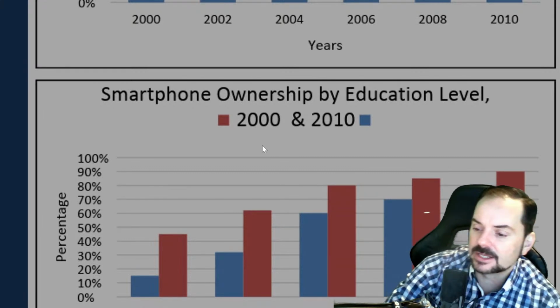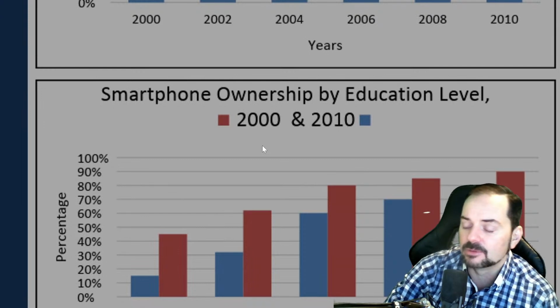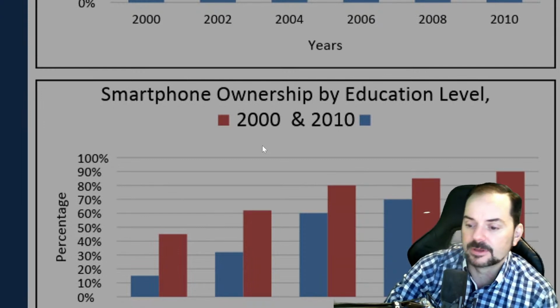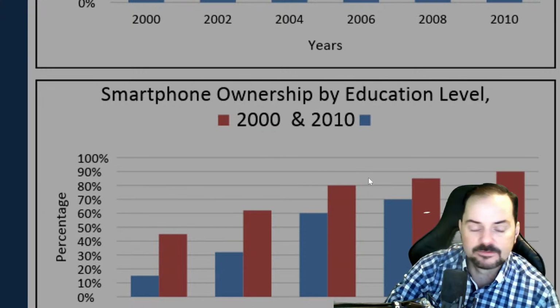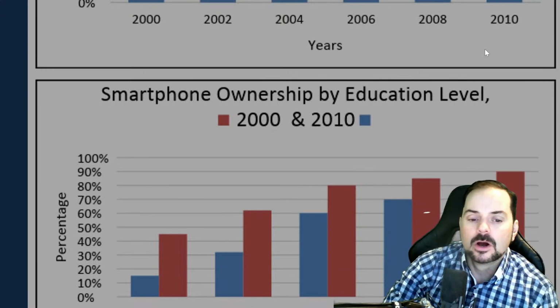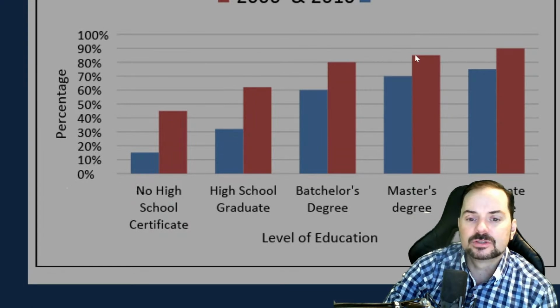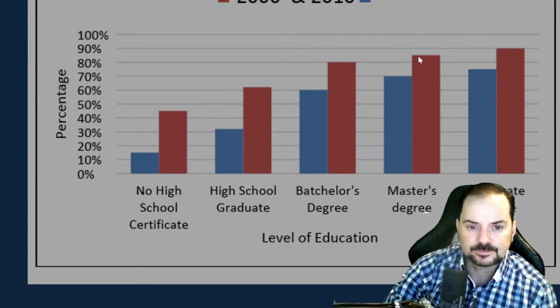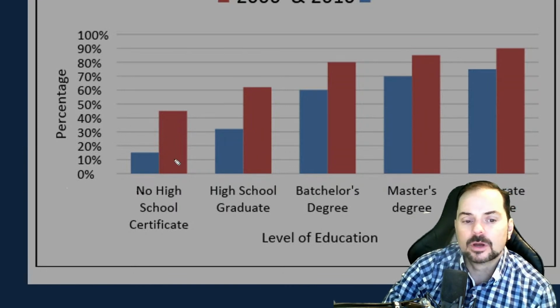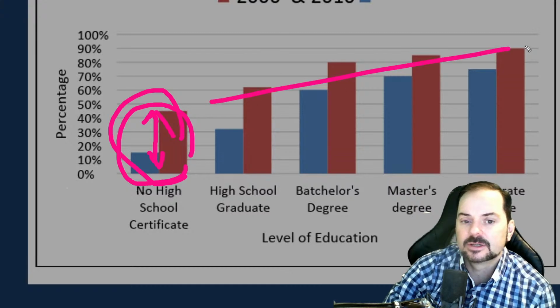Romelia says it's steady. Yes, it's definitely steady, or it's a stable increase with a slight jump somewhere between 2004 and 2006, right? All right, so here, educational levels. Okay, we've got some interesting data here. So here in no high school certificate, we've got the biggest difference or gap between the years, and it's clearly the least of all of these, okay?